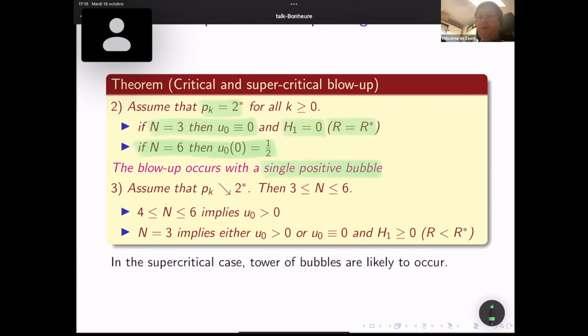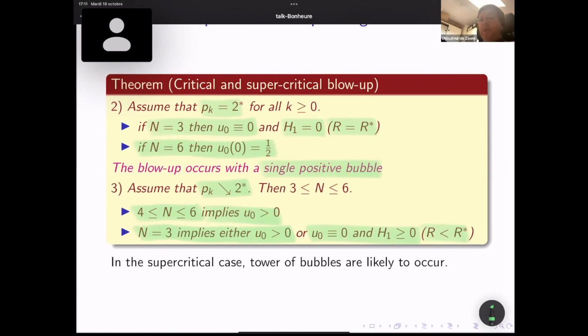Now, in the supercritical case, we were not able to prove that you have a single blow up. We expect that you can build towers of bubbles. An amazing result would be to prove existence of infinitely many bubbles. I mean, you can prove the existence of towers of bubbles with the number of bubbles tending to infinity. But what we were able to prove is that in dimension 4 to 6, your limit profile has to be strictly positive. And in dimension 3, either it's positive, or it's 0 and the mass is positive. So it means again that the radius is less than a critical radius. Okay.